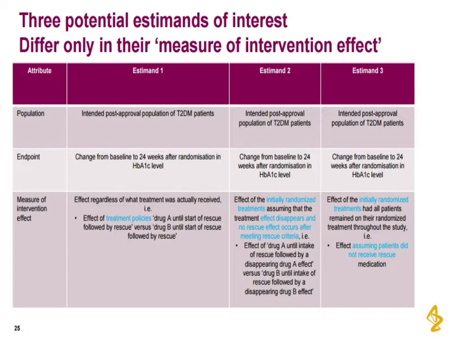Estimand 3 is slightly different again. It's saying, hold on, what's the effect? It's the effect of the randomized treatment. Had all patients remained on their randomized treatment throughout the study, I assume that the patients did not receive the rescue medication. Yeah? So that's three different possibilities of things you could measure.